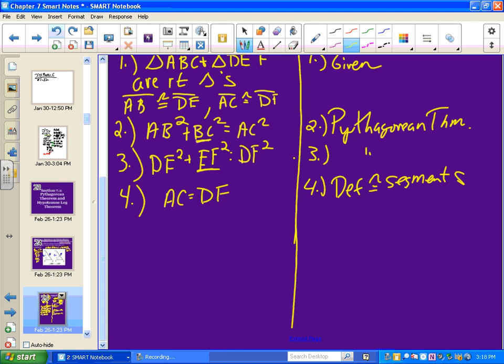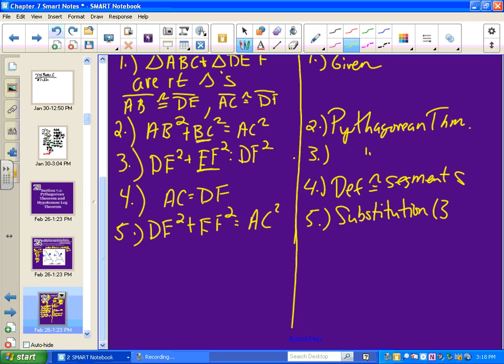And now that they're equal, that means I can take DF out of step 3 and put AC in its place. So that's what I'm going to do in step 5. DE squared plus EF squared equals AC squared. That's substitution. Steps 3 and 4.